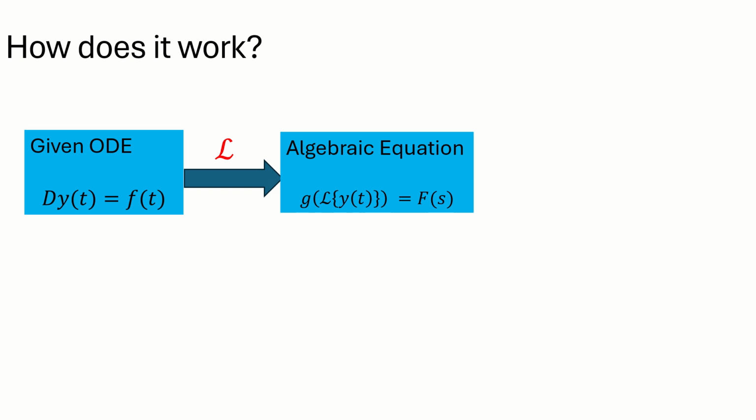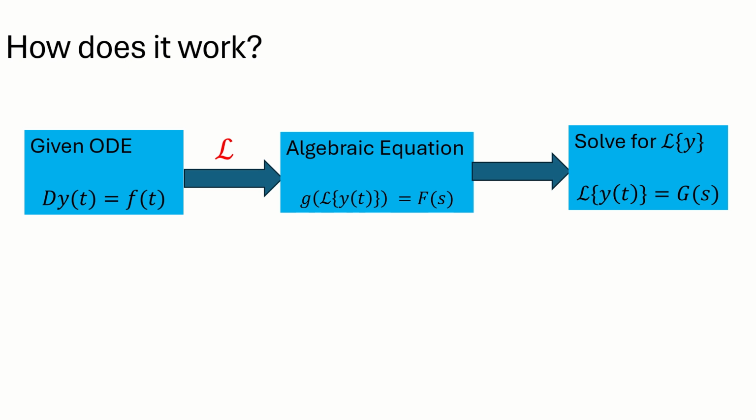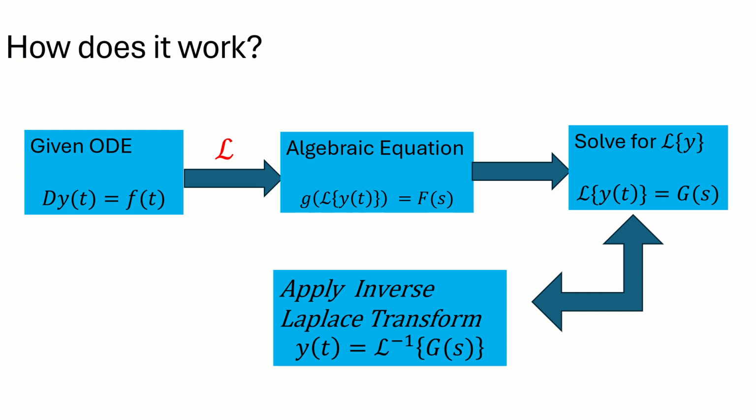So you'll have an algebraic equation in which the variable will be Laplace of y of t. You may represent that by capital Y of s. And then we solve this equation for Laplace of y of t, and then at the end we apply Laplace inverse to find y of t. So in this case, y of t is equal to Laplace inverse of G of s.